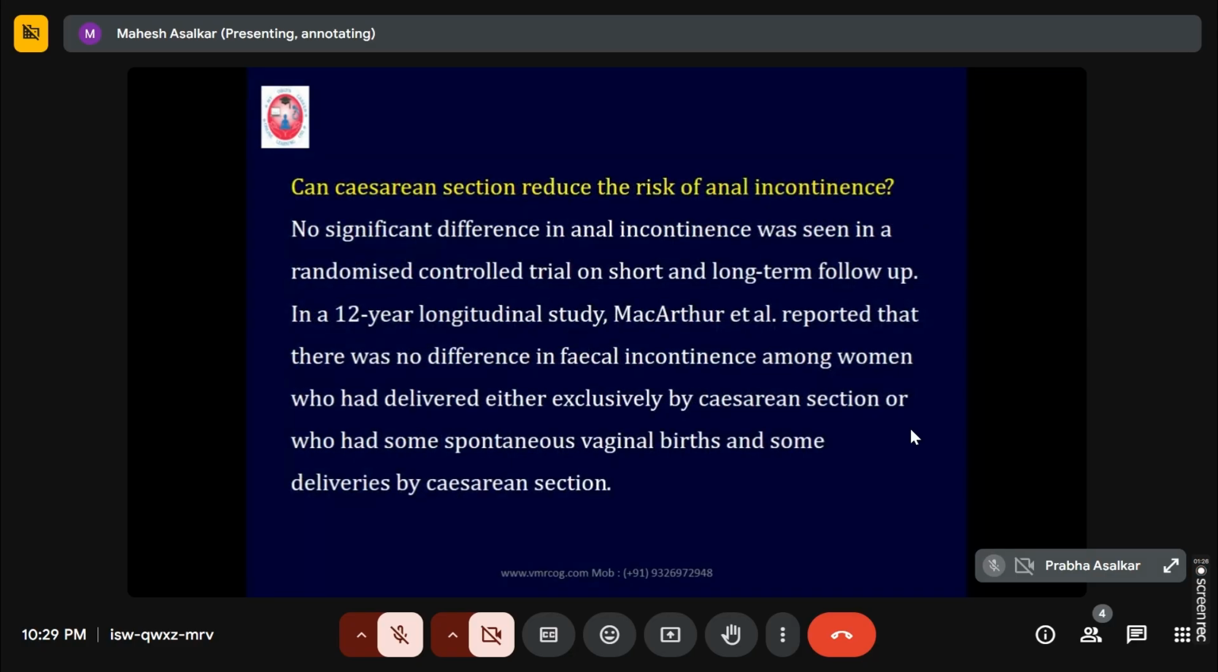Now, can cesarean section reduce the risk of anal incontinence? No. No significant difference in anal incontinence was seen in a randomized controlled trial. We will not go into the details, but just remember that cesarean section is not protective against anal incontinence.